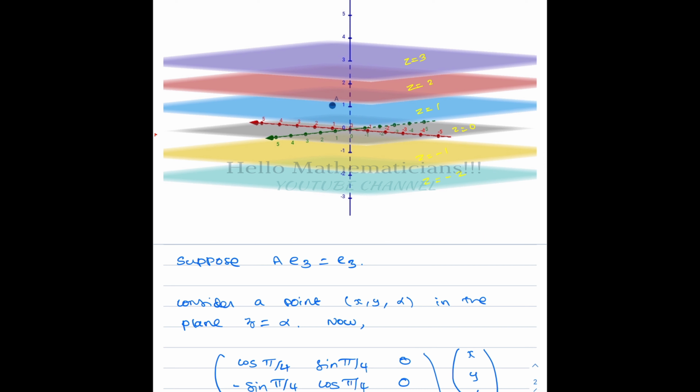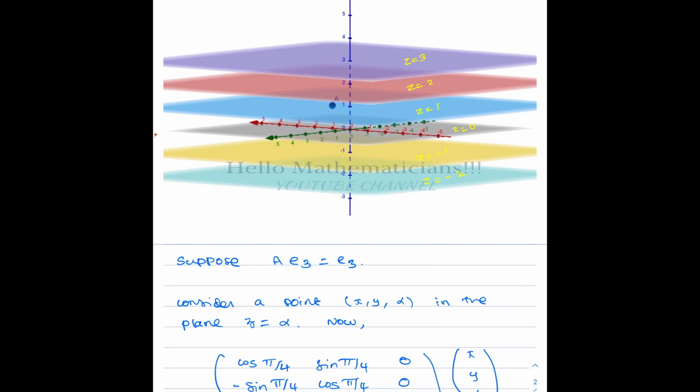As I said, this is the x-axis, this is the y-axis. There is this brown color plane that contains both the axes. That plane is nothing but the z equal to 0 plane. If you take any point in this brown color plane, the z coordinate will be 0. Now I go one step above, where there is a plane that passes through the point (0, 0, 1).